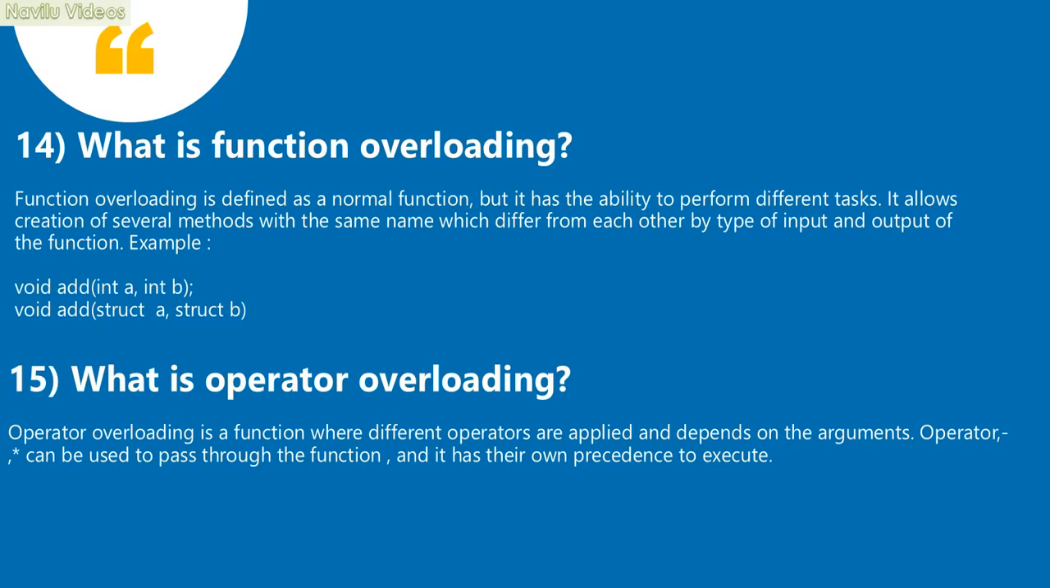15. What is operator overloading? Operator overloading is a function where different operators are applied and depends on the arguments. The operator asterisk can be used to pass through the function, and it has its own precedence to execute.